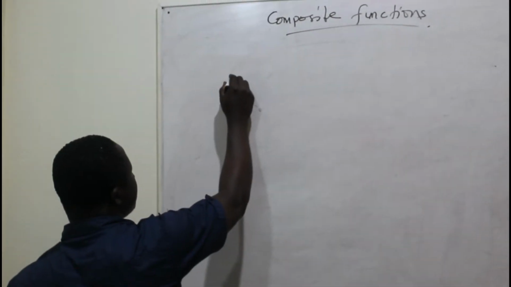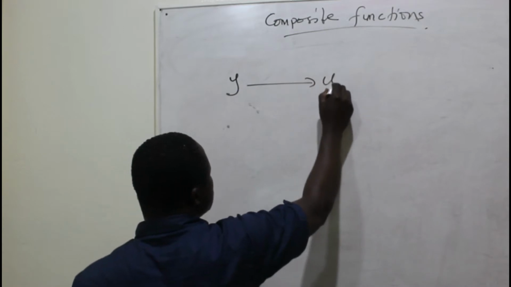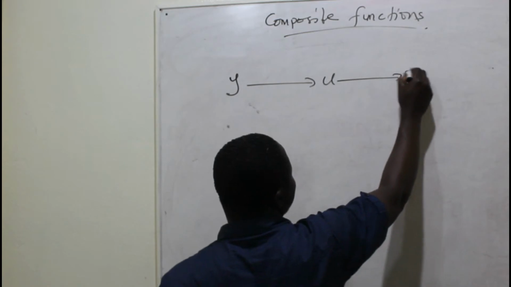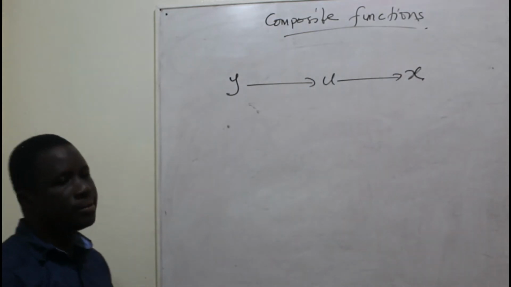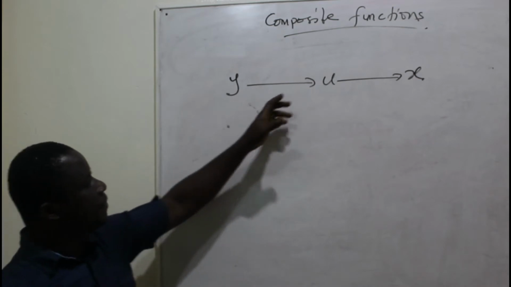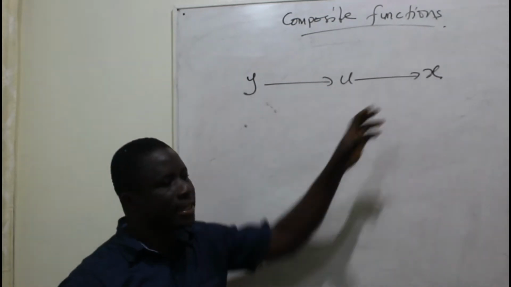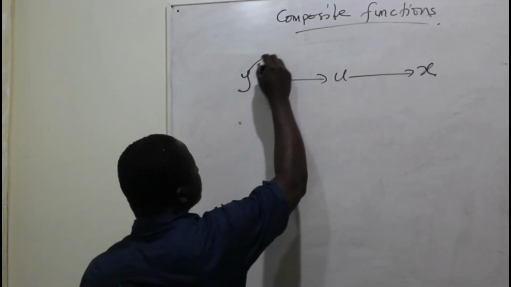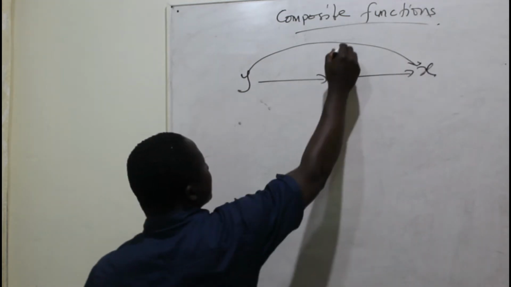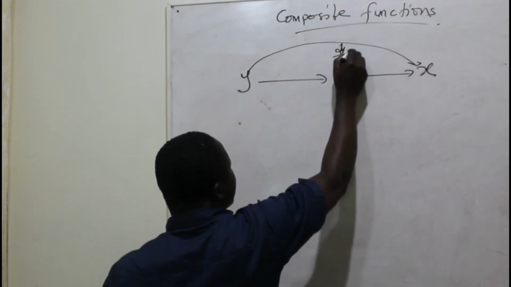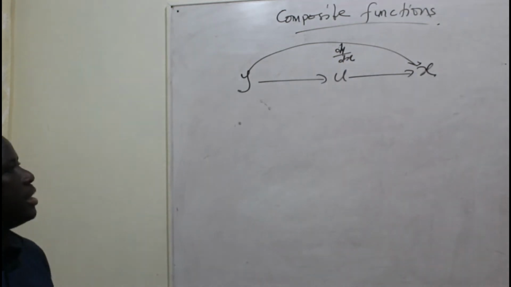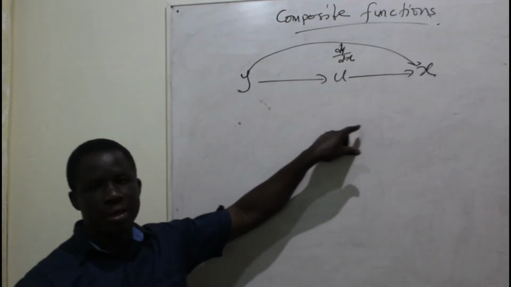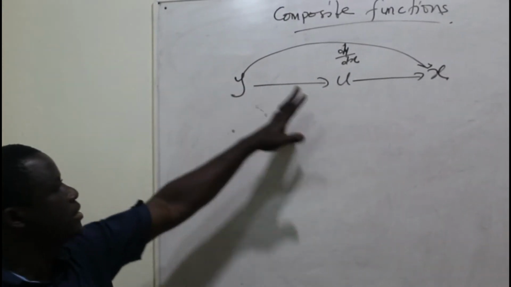What we are saying is that if y depends on u, and u also depends on x, y is a function of u is a function of x, and you want to differentiate y with respect to x. That is, you want to find dy/dx. You can't jump over u because u depends on x and y is depending on u.